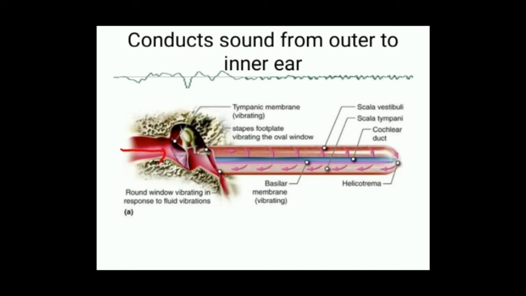You can see here also the inner ear will be fluid filled. I told you the middle ear is air filled, the inner ear will be fluid filled. So this is the inner ear, that is the cochlea. Here they are just rolled out to diagrammatically represent.